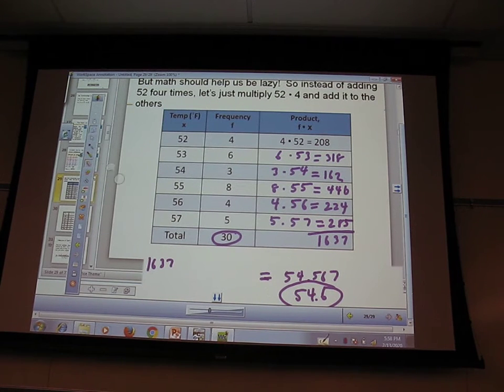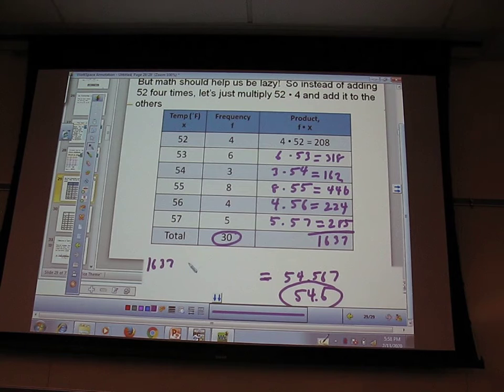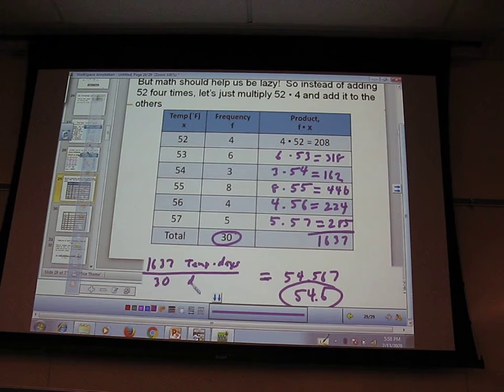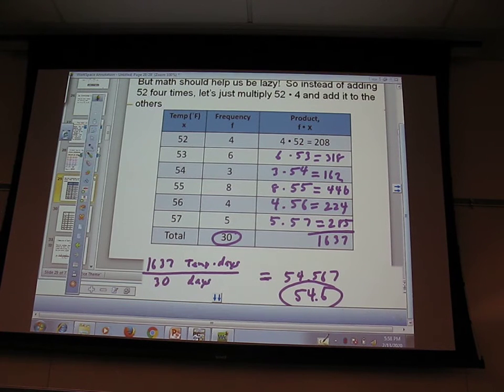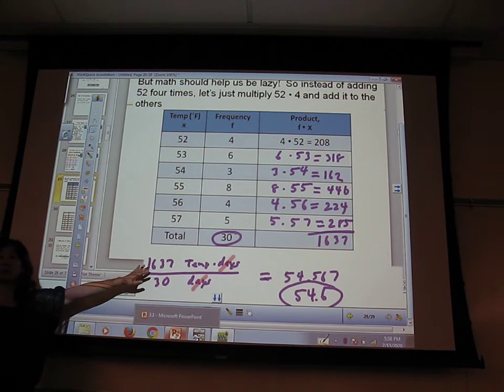This is really temp times days. So you divide by 30 days. That way, the days cancel out, and you're left with temperature. Do you guys see what's going on?